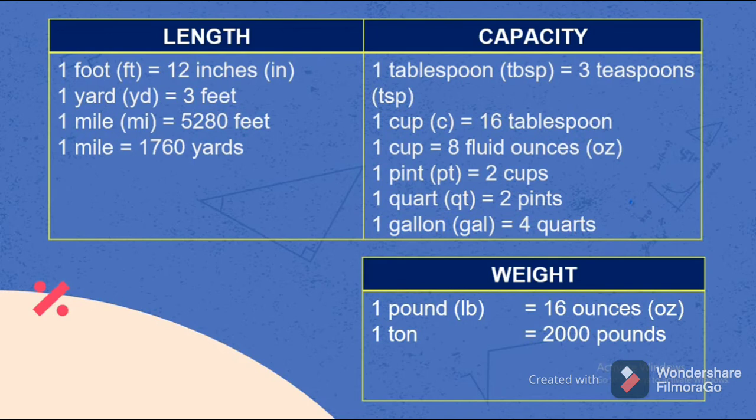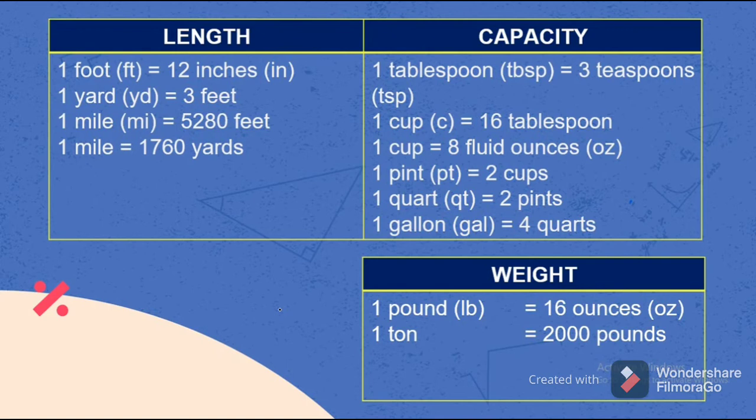So for length, we have 1 foot is equal to 12 inches, 1 yard is equal to 3 feet, 1 mile is equal to 5,280 feet, 1 mile is equal to 1,760 yards, 1 tablespoon is equal to 3 teaspoons, 1 cup is equal to 16 tablespoons, 1 cup is equal to 8 fluid ounces, 1 pint is equal to 2 cups, 1 quart is equal to 2 pints, and 1 gallon is equal to 4 quarts. So for weight, we also have 1 pound is equal to 16 ounces, 1 ton is equal to 2,000 pounds.